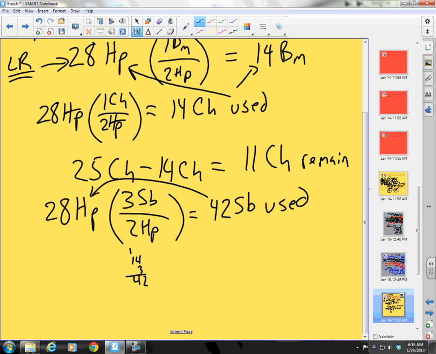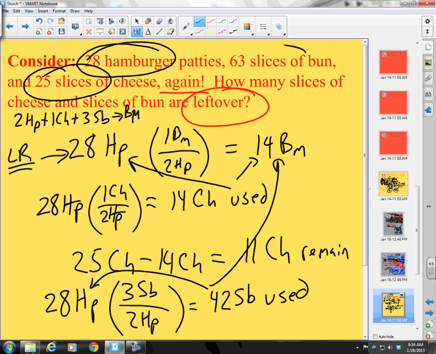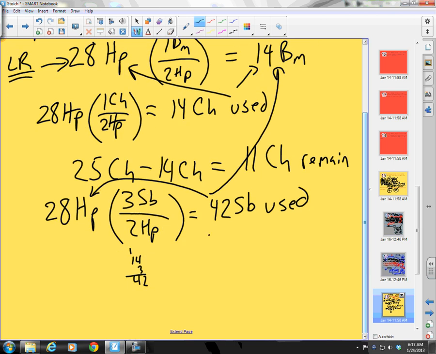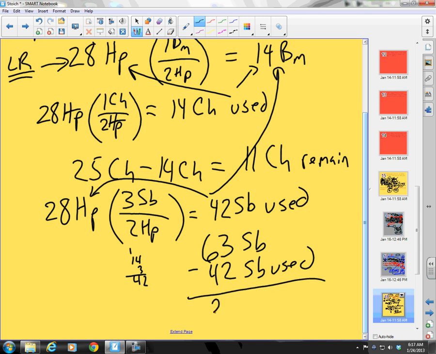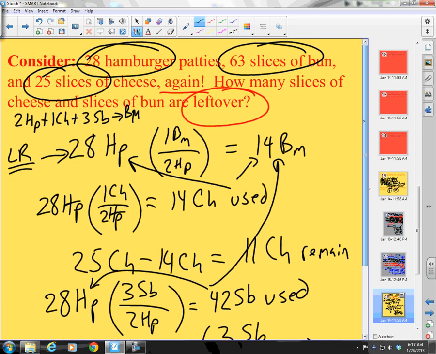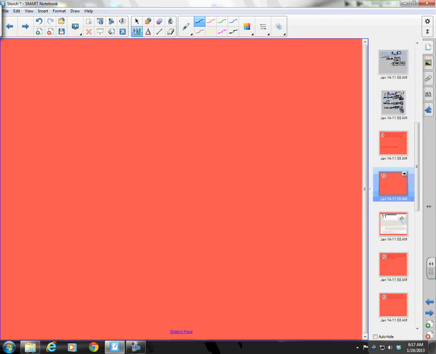Used how? Using up these 28 hamburger patties to do what? Make 14 Big Macs. Now, how many slices of bread did I start with? I started with 63 slices of bread. So I have 63 slices of bread to start with, minus 42 slices of bread which were used. And what does that leave me with? Looks to me like I have 21 slices of bread left over, which remain. Hey, there we go. So we figure out how much excess, how much of my cheese and bun are left over. Great. Well, that's exactly what we do in stoichiometry.